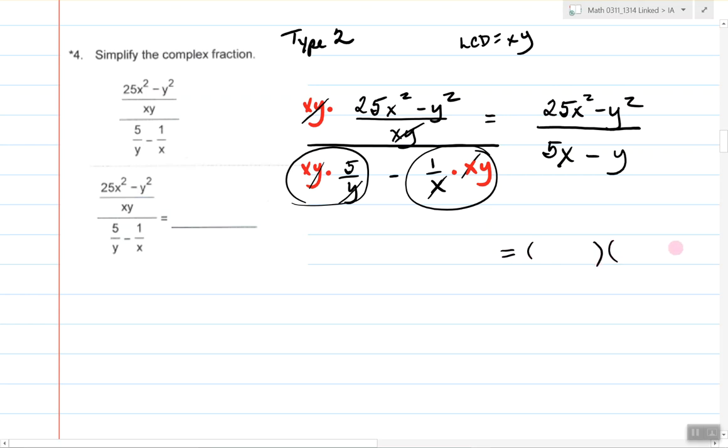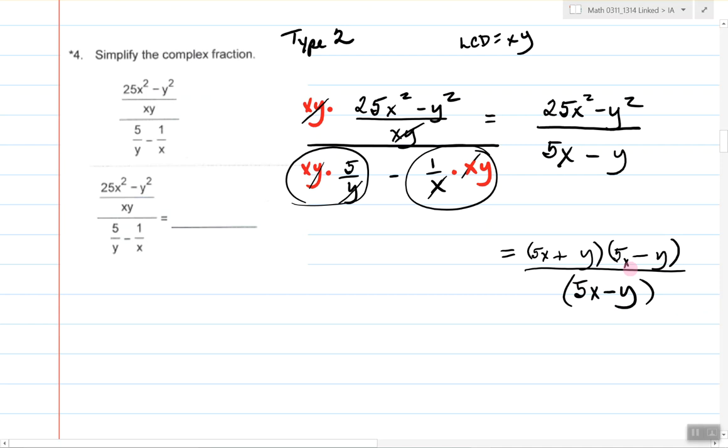That is the difference of squares. So I'll put 1 plus, 1 minus. So I have 5x plus y and 5x minus y all over 5x minus y. For some reason things are disappearing, and I have no idea why, but they are.